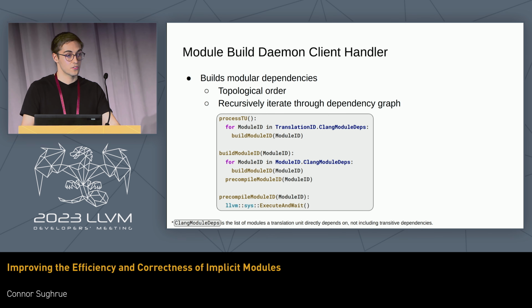In practice, this global dependency graph is a hash map, where the key is the module ID and the value is all the information required to build the module. What we do is pretty simply recursively iterate through the dependency graph, and once we reach a leaf node, execute and wait to build the module.